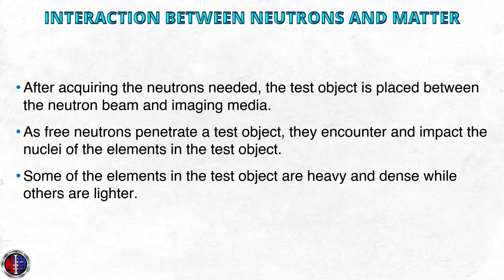Interaction between neutrons and matter. After acquiring the neutrons needed, the test object is placed between the neutron beam and the imaging media. As free neutrons penetrate a test object, they encounter and impact the nuclei of the elements within the test object.